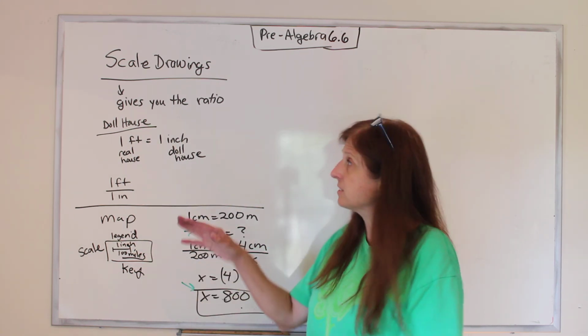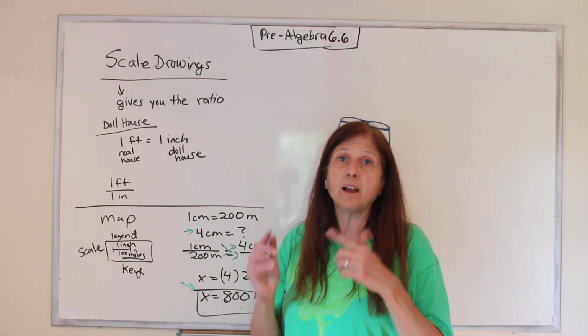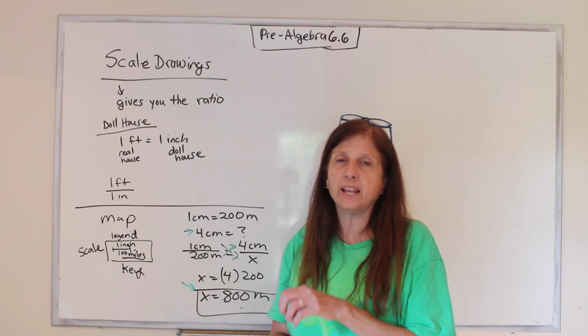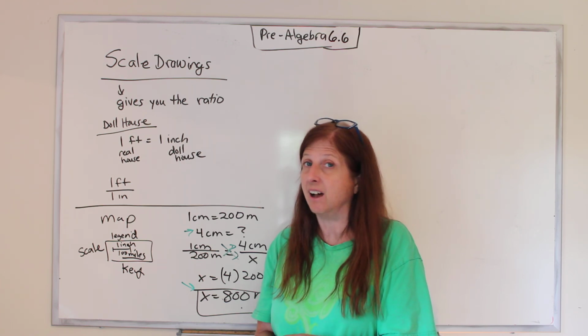So that's all we're going to do with 6-6. The next one is 6-7, and that one is really important, and it is something that's part of pre-algebra curriculum. So come back, and we're going to learn about probability and odds.